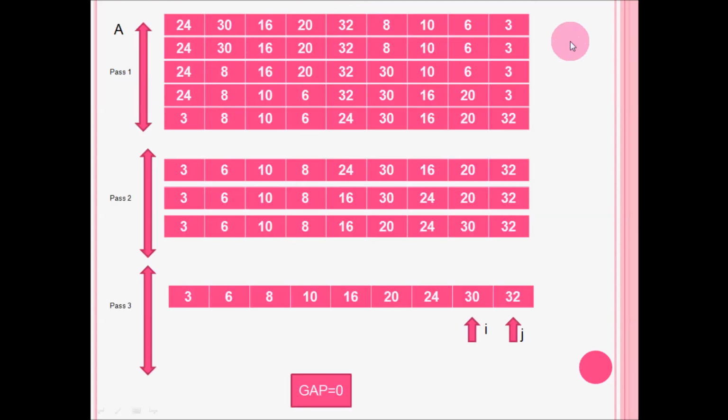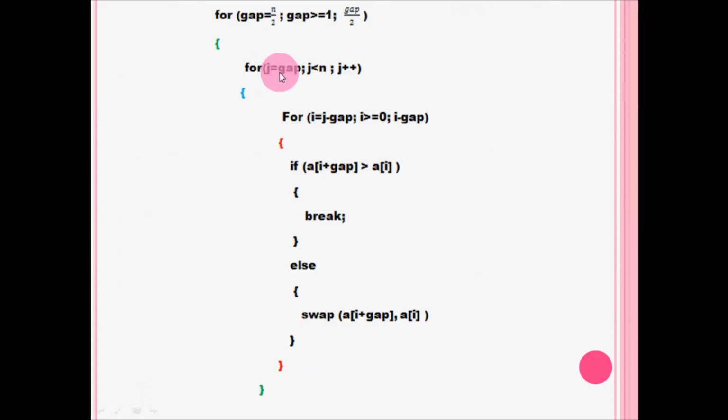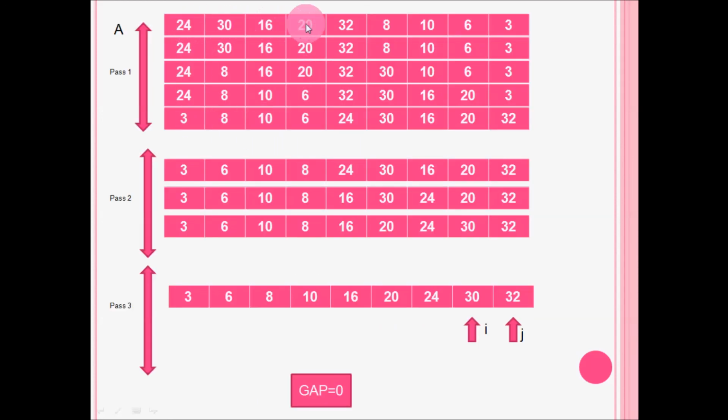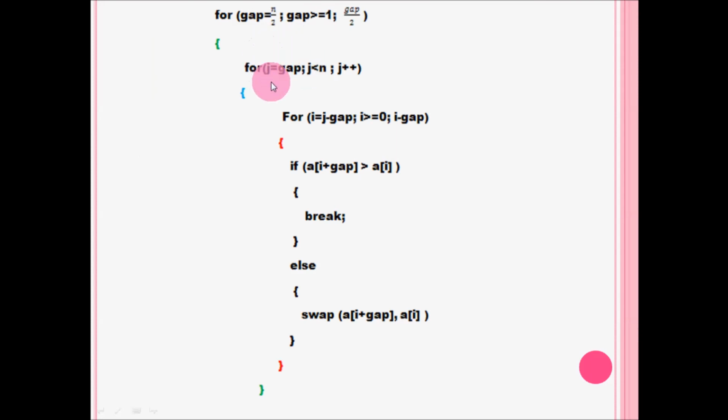And then gap divided by 2 is carried out when the passes end. When the pass ends, 4 divided by 2, the gap is 2. 2 divided by 2, the gap is 1. Meaning when the pass is going to change, gap is divided by 2. Now j. j is equal to gap. First, where is our j? First time when we start the algorithm, our j is here. Gap is what? 4. 0, 1, 2, 3, fourth index. j and the index should be the same the first time, at initialization. You can see here j is equal to gap. Gap is what? 4.